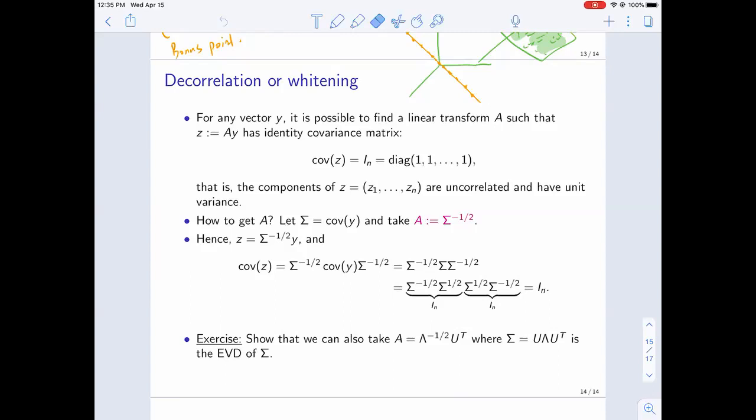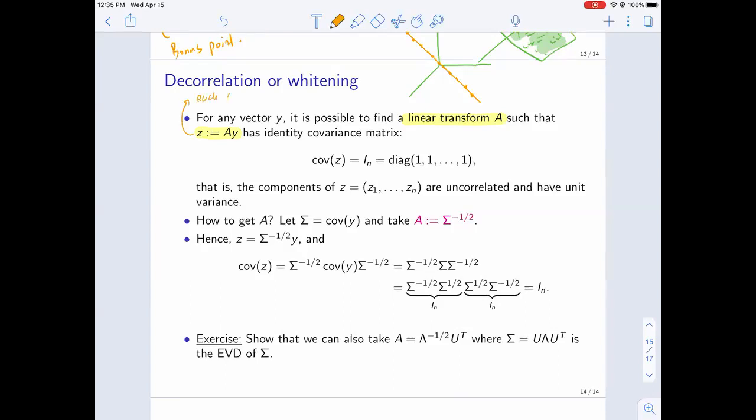So suppose you have a random vector y, and we would like to find a linear combination of the elements of y such that the resulting vector has covariance identity. I can do this by taking a linear transform A and forming A times y. If you think about what A times y does, each coordinate of z is going to be a linear combination of the coordinates of y.